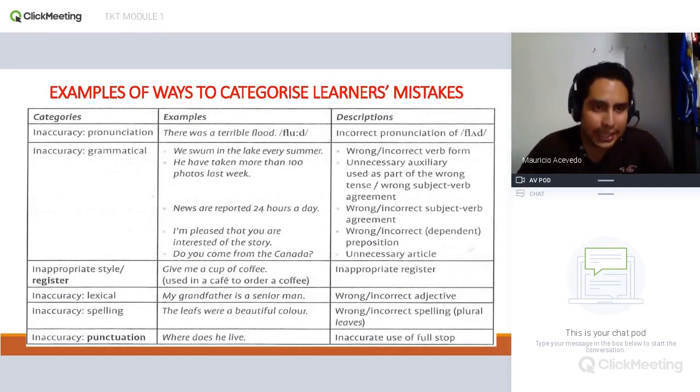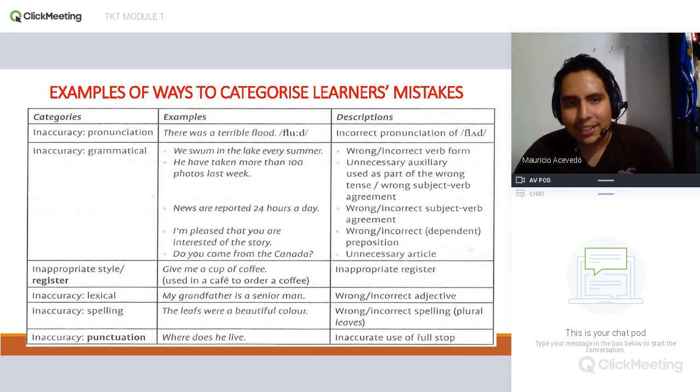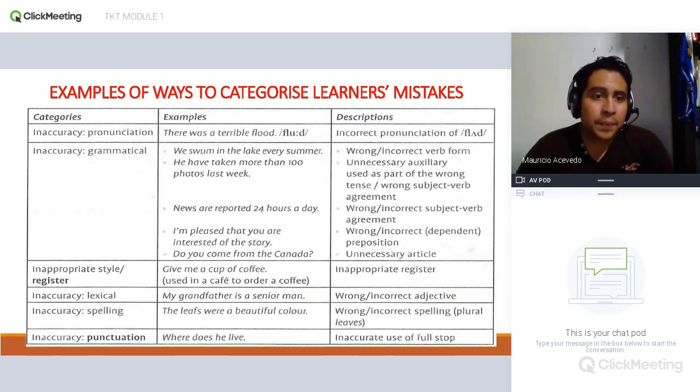There is another one that is, for example, lexical inaccuracy. In this case, that is lexical. "My grandfather is a senior man." Okay, you cannot say that. You can say "my grandfather is a senior," for example, only, or "my grandfather is retired," and so on. But not that adjective. So the part in this case is the adjective.